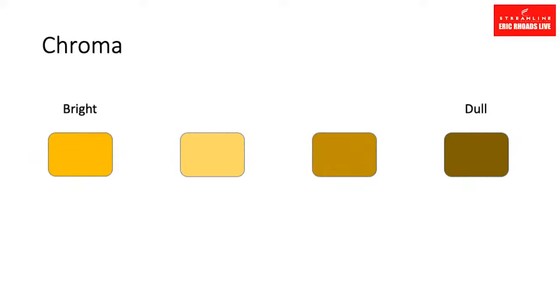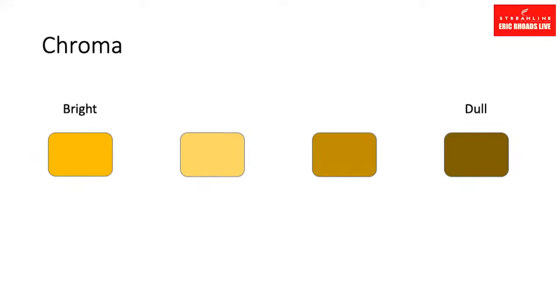The last thing to consider is the chroma. Some people think of chroma as saturation, but I think the technical term is chroma. A bright color, a pure color, has the highest chroma. And you can decrease the chroma of any color in a number of ways.